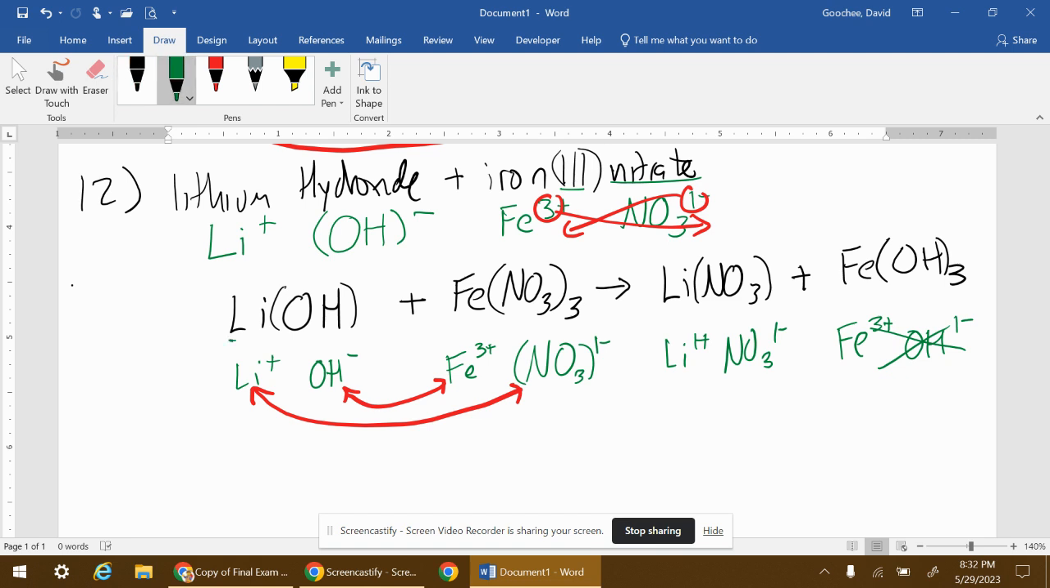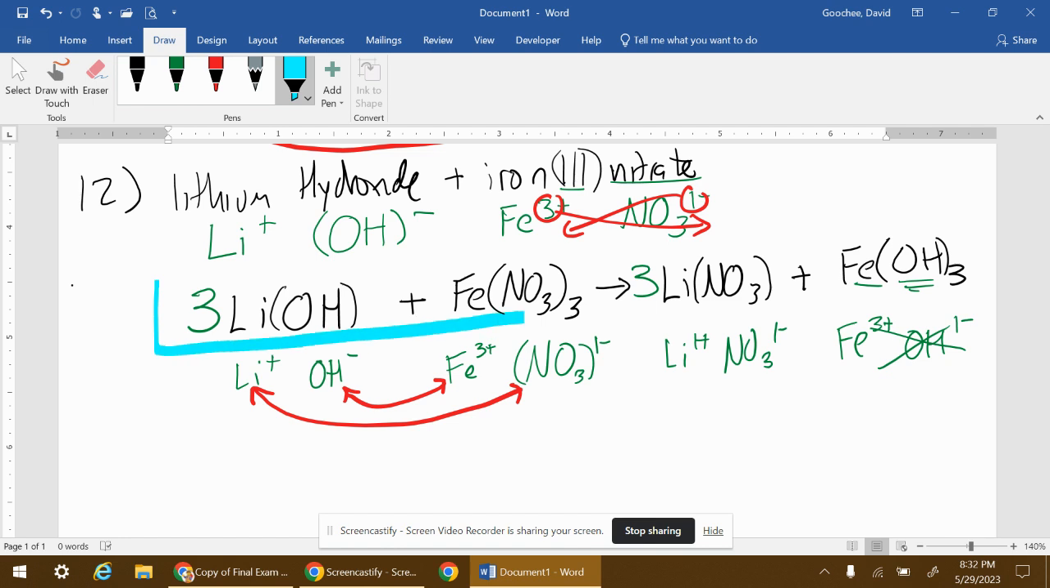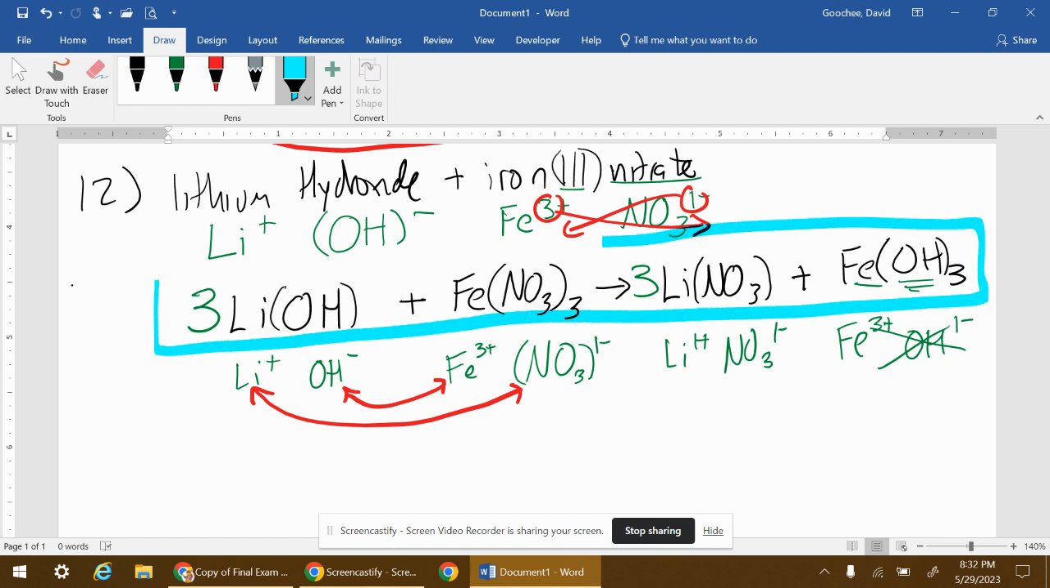Now we balance. 1 lithium, 1 lithium. 1 hydroxide, 3 hydroxides. So we're going to put a 3 in front here, okay? 1 iron, 3 nitrates, 1 nitrate. So we're going to put a 3 in front right here. And we did it. All right, boom. There we go. Let me clean this up a little bit.